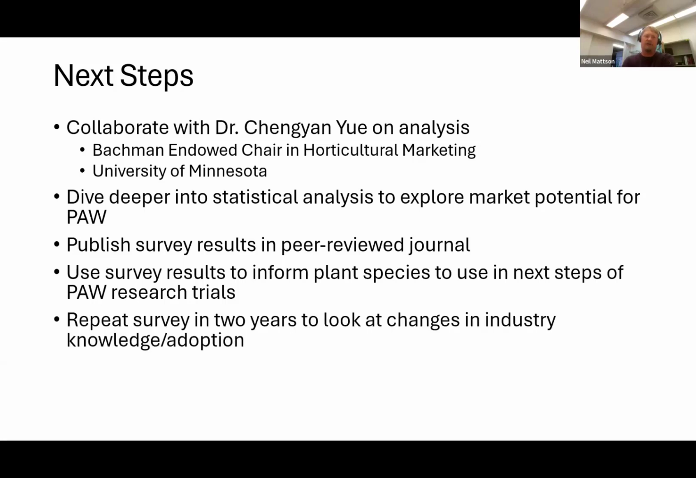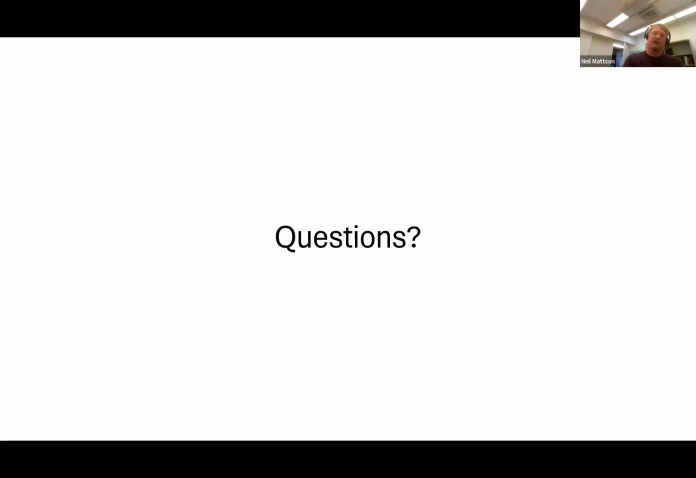And we'll be publishing the survey results in a peer-reviewed journal, using the survey results to inform the plant species that we use in our trials that are upcoming. And then importantly, our plan is to repeat this survey in 2 years so that we can look at changes in knowledge and adoption. So as more information gets out to these sources and we conduct the outreach and extension part of our projects, we hope that there'll be greater awareness and adoption of PAW.